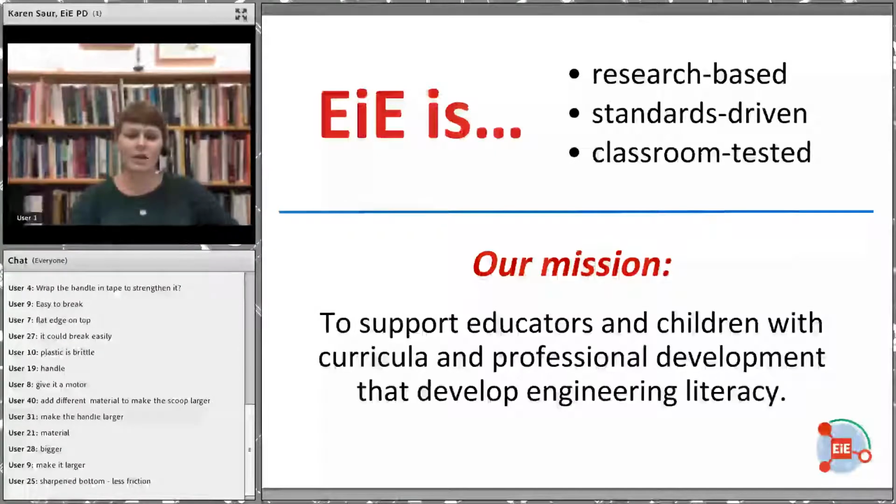So our mission is to support educators and children with curricula and professional development that develop engineering literacy.